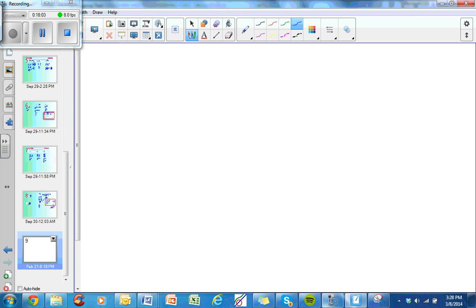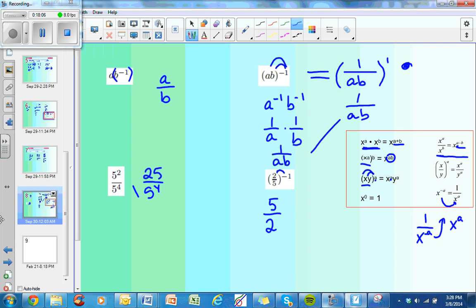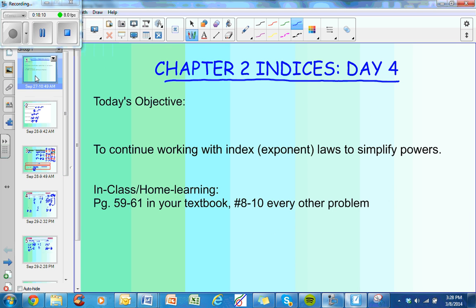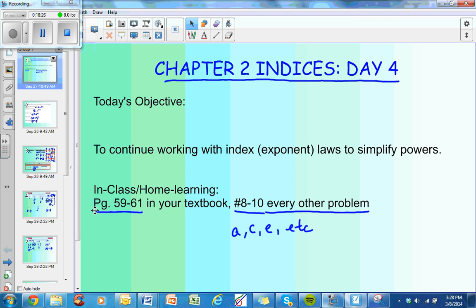And what I'd like you to complete, I'm going to go back to our first slide, which lists your assignment. On pages 59 and 61, 8 through 10, you can just do every other problem, in other words, A, C, E, etc. And that would be some good practice for you.